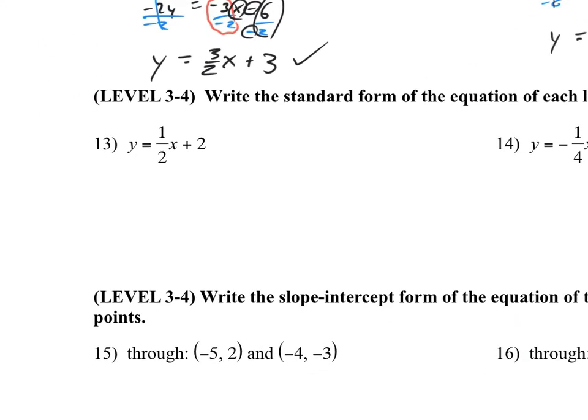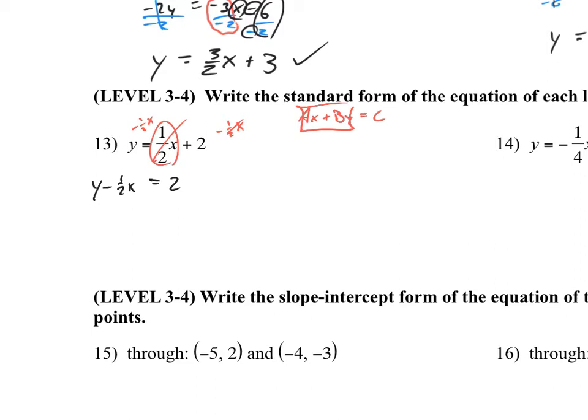Cool. We want to write this in standard form, which looks like whole number x plus whole number y equals whole number. So x and y are both on the same side, and they're whole numbers. So let's move this piece first by subtracting half x. Subtract half x. These cancel out. You're left with y minus half x equals 2.